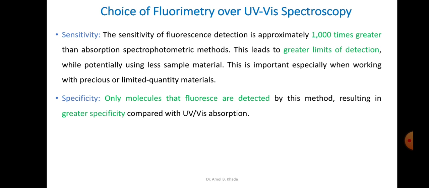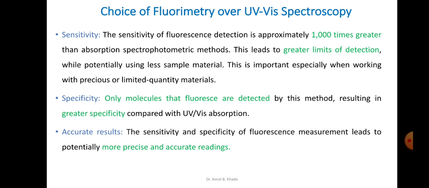Whereas in case of UV visible spectroscopy, they do interfere in the absorption if they are able to absorb the light in the wavelength which you have selected for measuring the absorbance. So obviously, because of the sensitivity and the specificity, the fluorimetric methods are more accurate, that is very obvious, right? And because of this, these are preferred methods, especially when you have a limited number of samples, the quantity of the sample is very less, especially the biological samples or the precious samples with limited quantity.